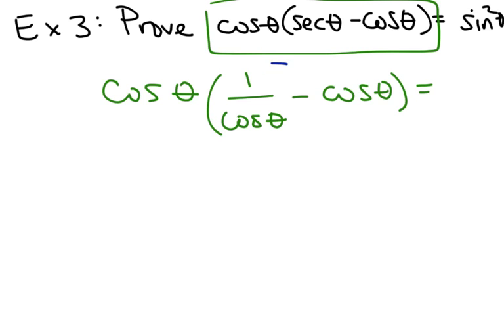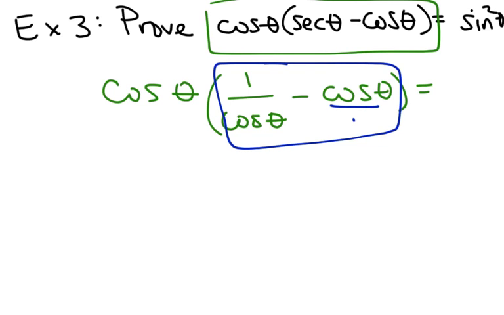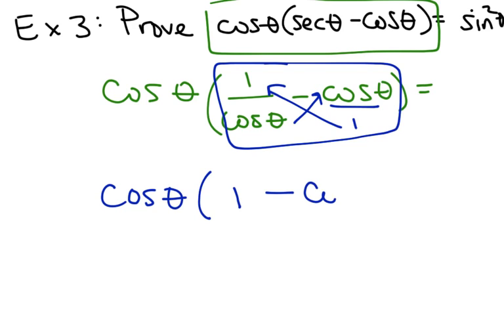Then I'm going to combine that into a single fraction. Remember that that's over 1. So inside the parentheses, I'm going to get 1 minus cosine squared theta all over cosine theta.